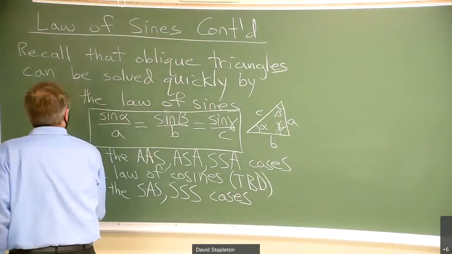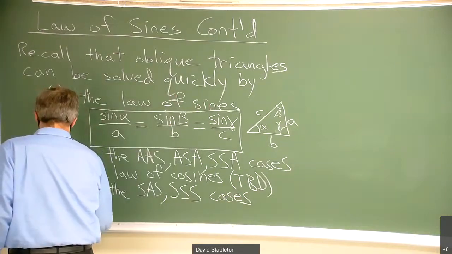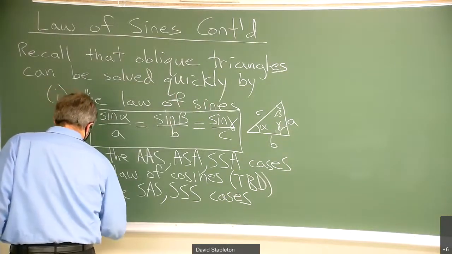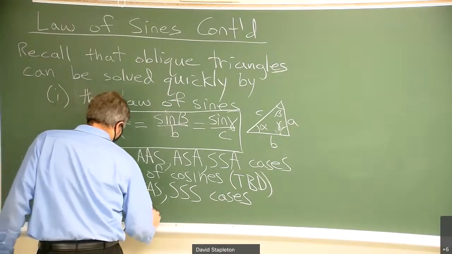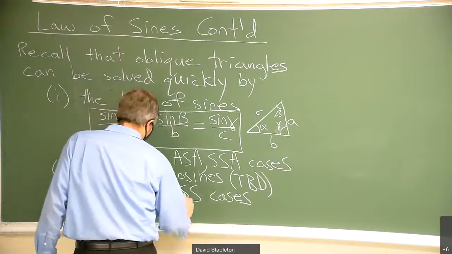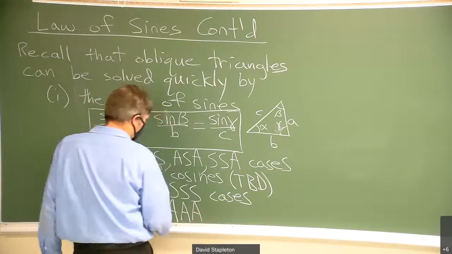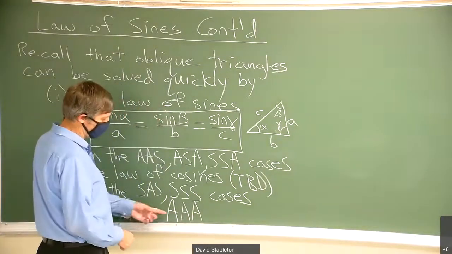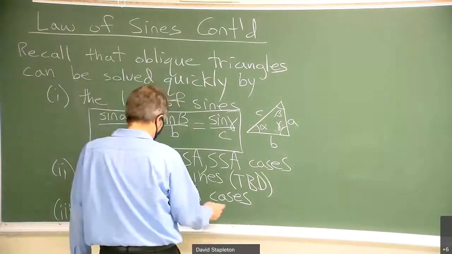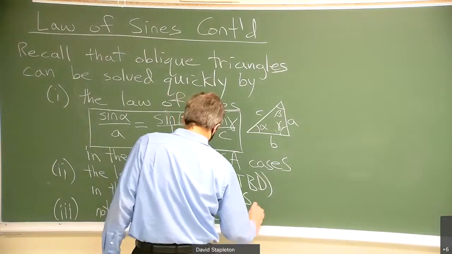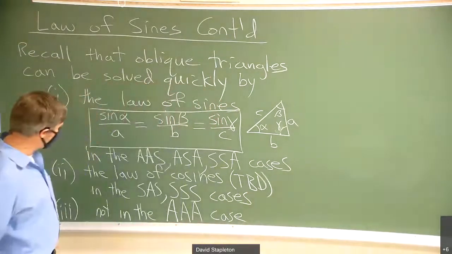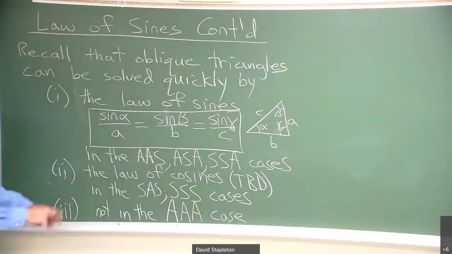And then three, not at all in the angle angle angle case, because really there you only know two pieces of information. The third angle is automatically determined once you know two, because they sum to 180. That's all the cases. So with angle angle angle, you just have similar triangles, there's an infinite number of solutions.